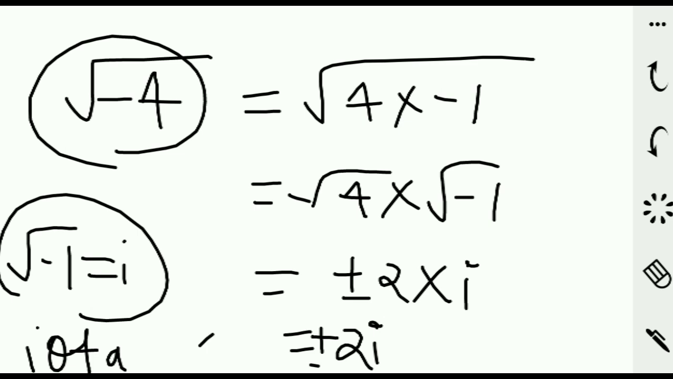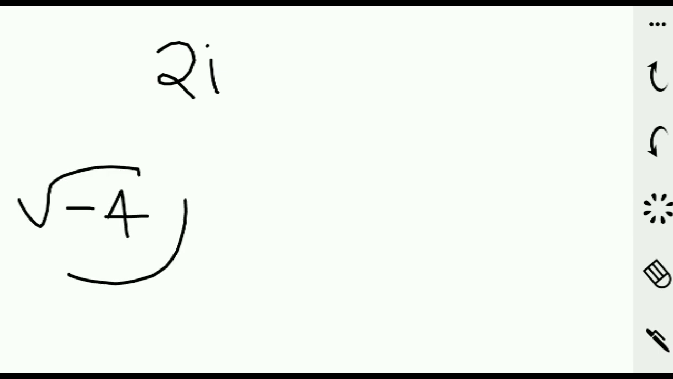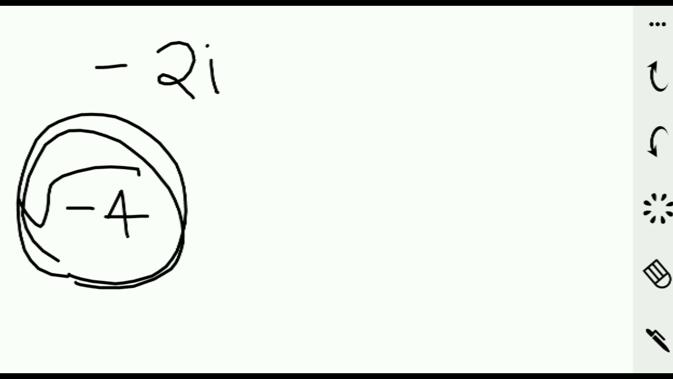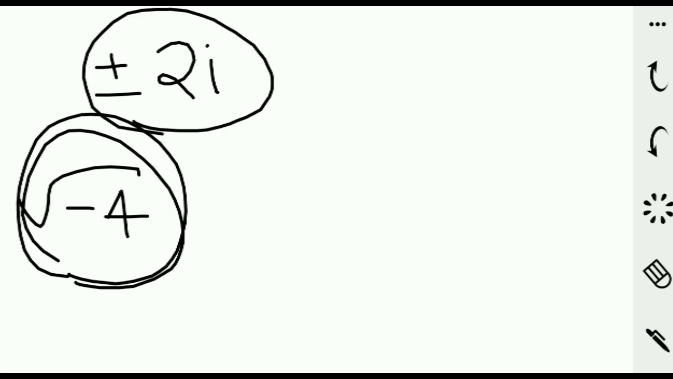So this is your imaginary number. This number doesn't exist, but we have written it in the form of iota so that we can express it. So your number square root of -4 is an imaginary number. Square root of -4 doesn't exist, but we have written it as plus minus 2 iota. So we have got an imaginary number.